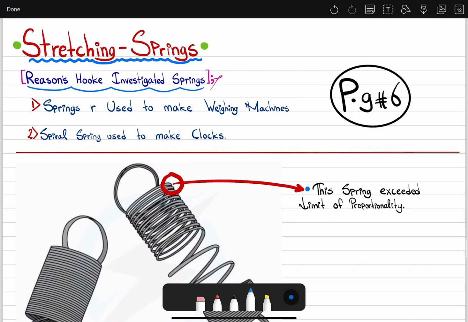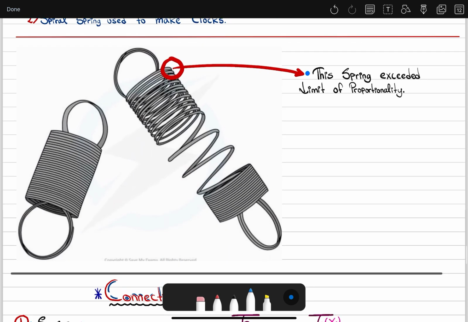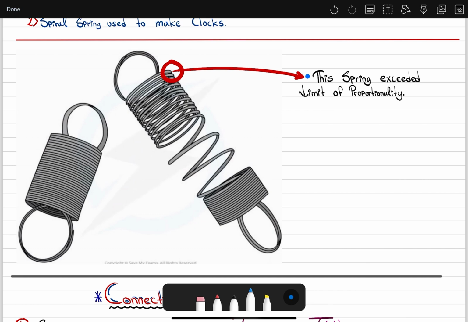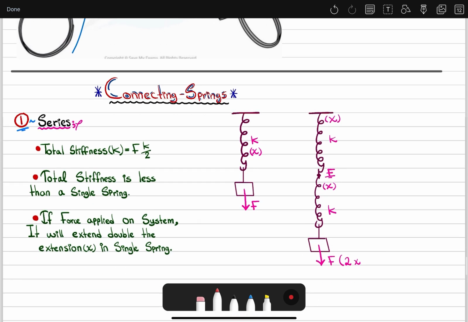Stretching springs, okay. What are two reasons that Hooke investigated springs? Because springs are used to make weighing machines, and spiral springs are used to make clocks. As you can see in this diagram, this is a normal spring. This is a normal spring. This spring has exceeded the limit of proportionality, which will not return back to its original position.